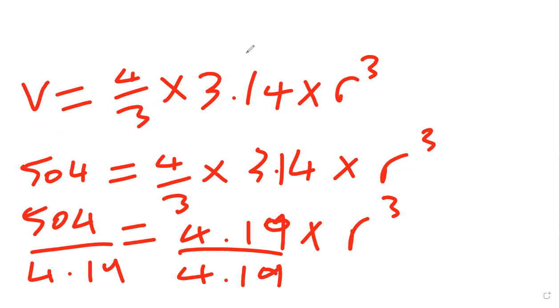So when we do that, we say 504 divided by 4.19. All right. And that gives us, 120.29, running off to 2 decimal places, is equal to r raised to the third.